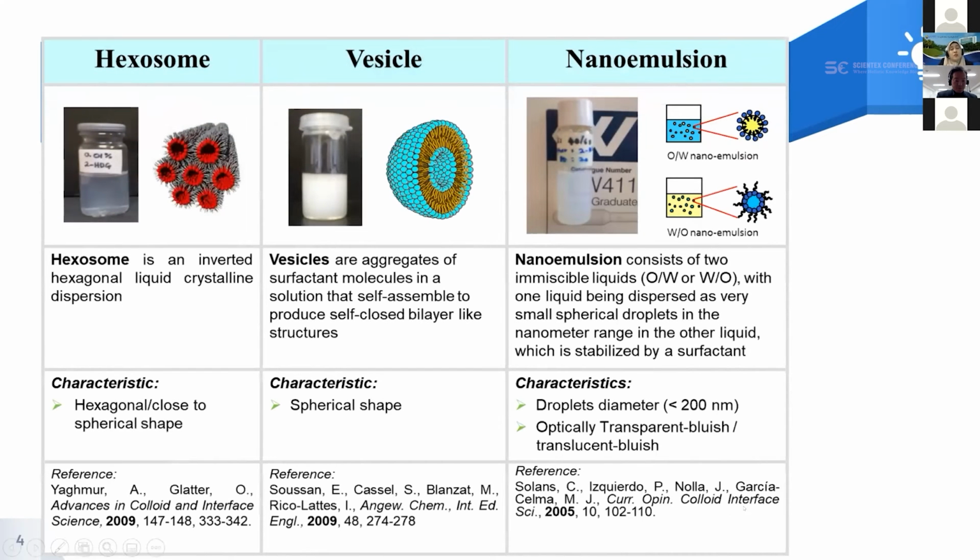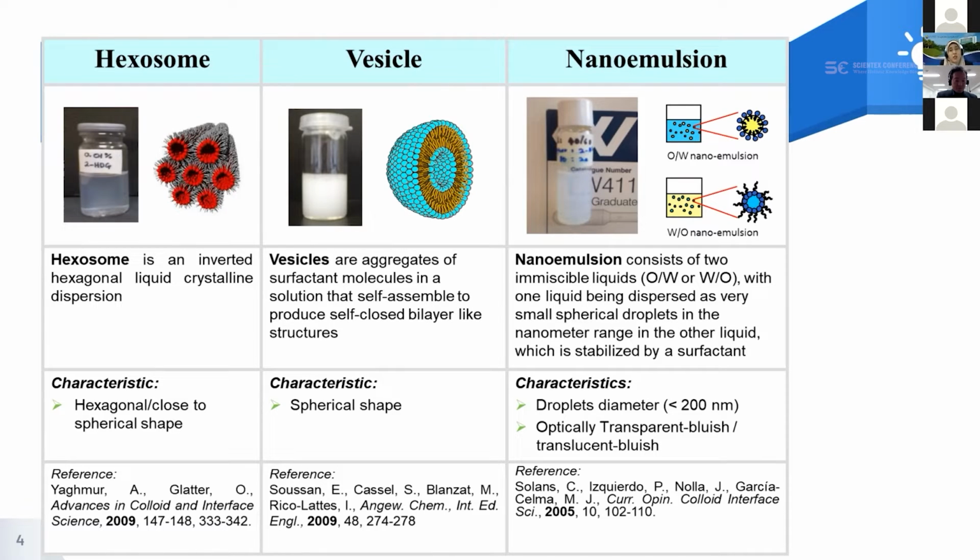So now let's look at the self-aggregate structures in solution. Firstly, let's look at hexosome. Hexosome is an inverted hexagonal liquid crystalline structure or dispersion. Commonly we can observe it under cryo-TEM or TEM as a hexagonal or close to spherical shaped structure. And then vesicles are aggregates of surfactant molecules in a solution that self-assemble to produce a self-closed bilayer-like structure. Commonly, we can observe them under microscope as spherical shape.